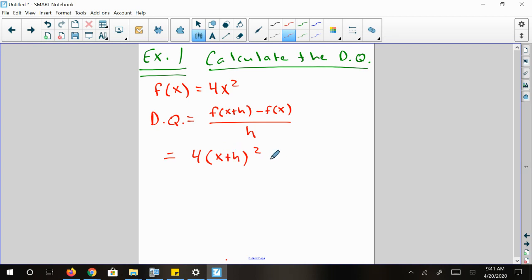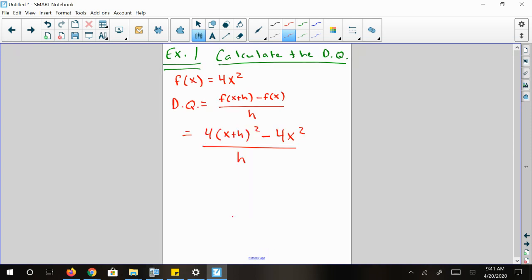We'll do a little bit more with this in just a second. Minus f of x, well, we already know f of x is 4x squared, all divided by h. From here, the rest of this is just algebraic calculation, making sure that you know what you're supposed to do with various exponents and so on and so forth.